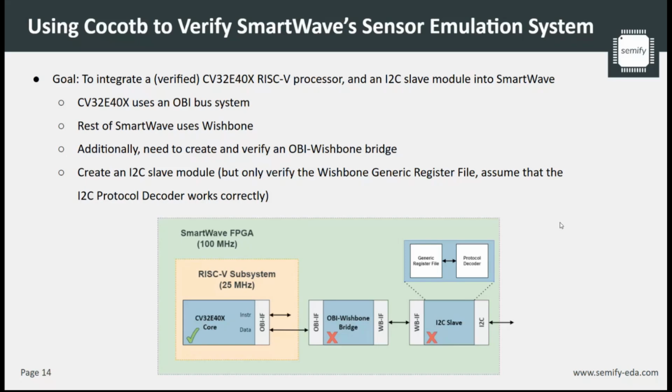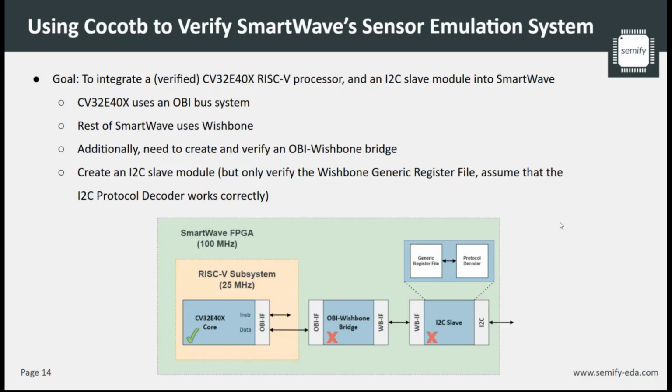For this, we're going to use a RISC-V core, which is going to be the CV32E40X. It's a small open source RISC-V core. It's really quite small, but very nice and powerful. It's notable that this core uses an interface developed by the Open Hardware Group called the OBI interface for any sort of communications. But the rest of SmartWave actually uses Wishbone. So all other peripheral modules on SmartWave are Wishbone based.